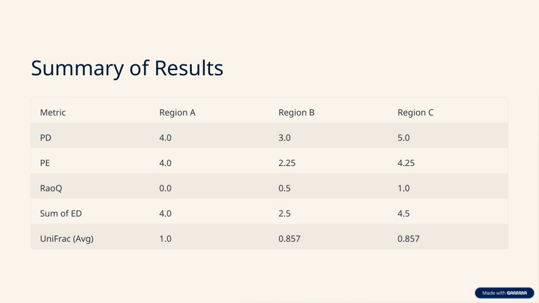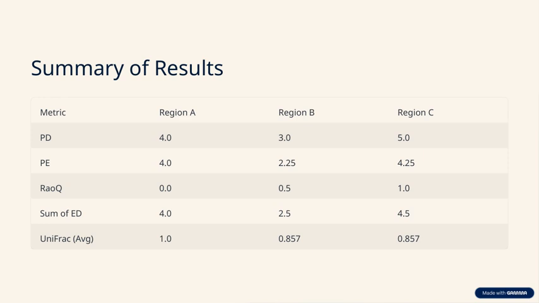Moving to PE, another important metric, region A is again at 4, but region B drops to 2.25, indicating less divergence there. Region C is at 4.25, slightly higher than region A, so it's somewhat similar but a bit more divergent. Looking at RAW-Q, which measures diversity or evenness, all regions are relatively close. Region A is at 0, B is at 0.5, and C at 1. This indicates that region A might be the most uniform, while region C has the highest diversity.